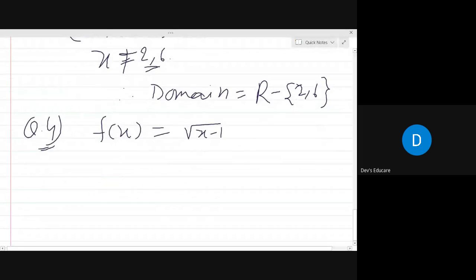Okay. So Muskan, can you tell me from where we should begin solving this sum?